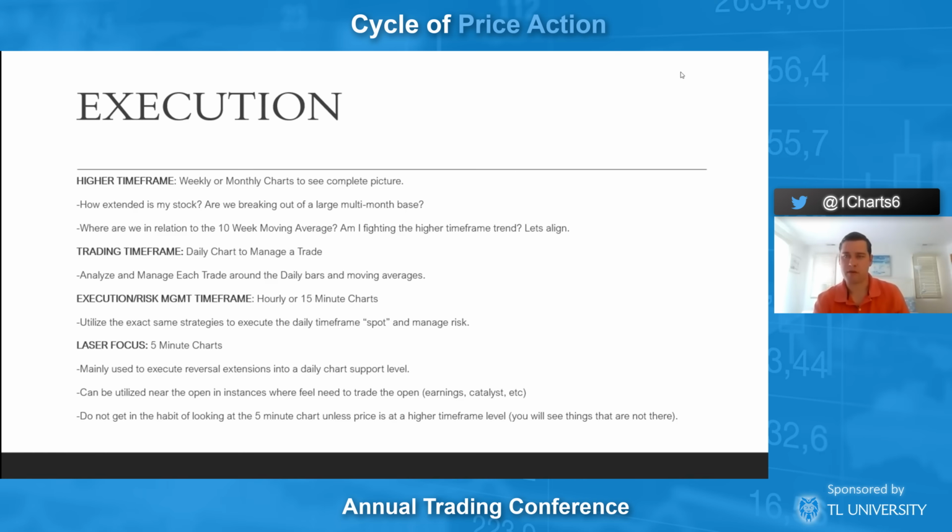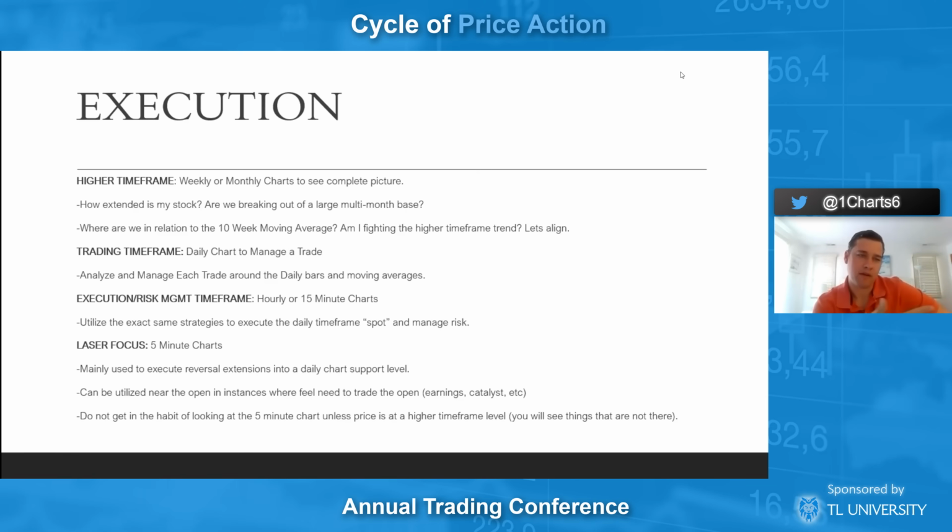Hey, this is my pivot. When we clear this level, I want to get long, etc. And then throughout the day, let's say the 5 to 6 stocks I'm really interested in for the day, I'll have the hourly charts of each of those names on one of my screens.